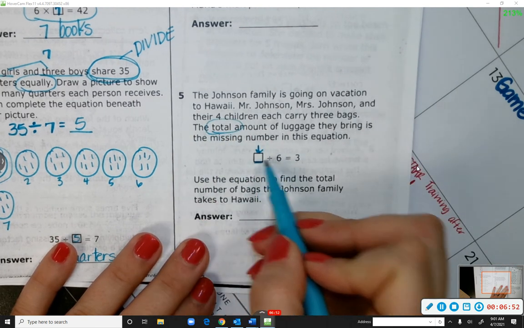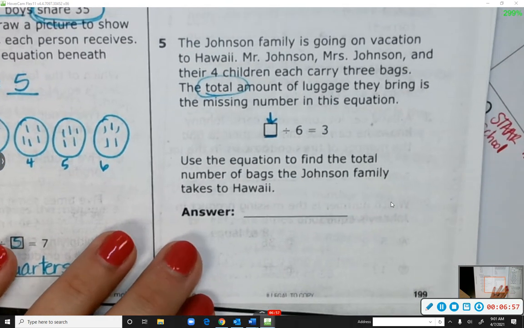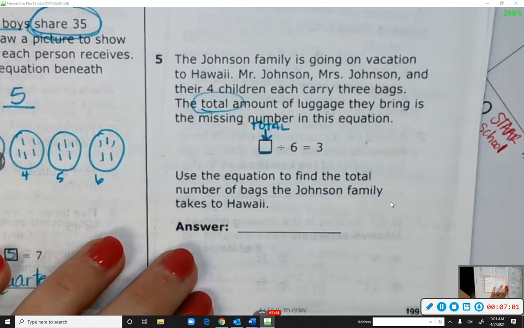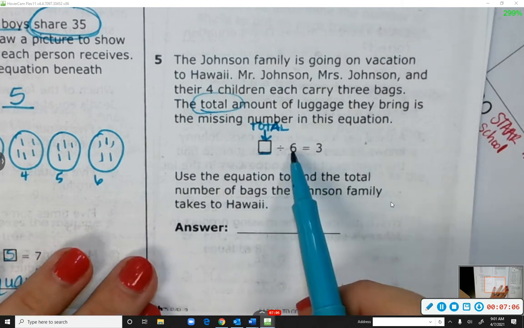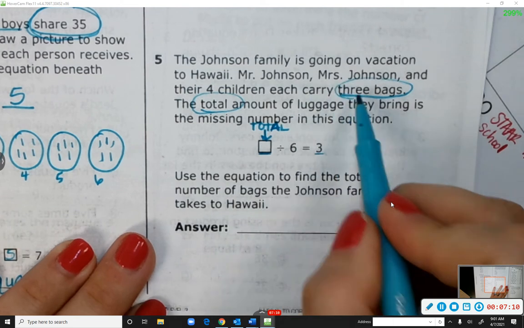What always goes in the front of a division problem? The biggest number, or the total. Okay? So we need to find the total. Let's figure out where these numbers are coming from. 3 is coming from the 3 bags, right? Yes.